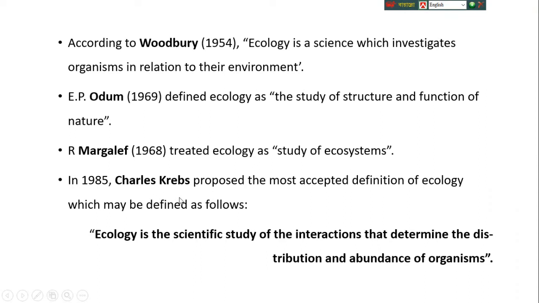In 1985, Charles Krebs proposed the most accepted definition of ecology: ecology is the scientific study of the interactions that determine the distribution and abundance of organisms. That means এটা more practical, more effective যে এনভায়রনমেন্টের সাথে ইন্টারাকশন হওয়ার পরে অর্গানিজমের ডিস্ট্রিবিউশন এবং অ্যাবান্ডান্স কিরকম হয় সেইটাই হলো ইকোলজি। That means ecology is the scientific study of the interactions that determine the distribution and abundance of organisms.